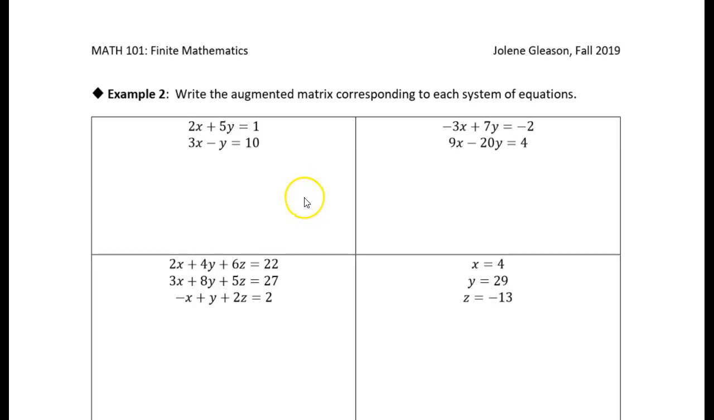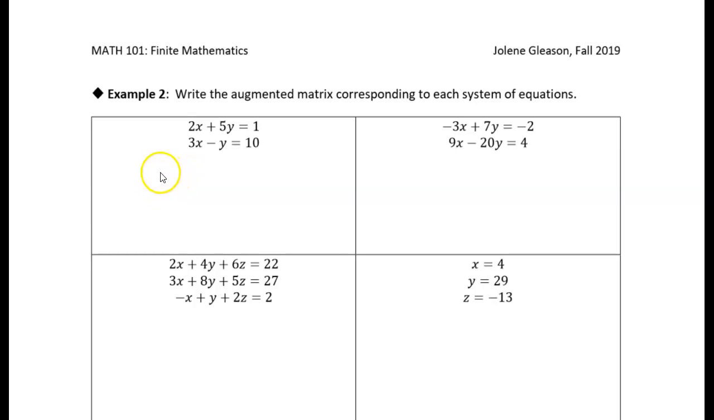All right. Now, before we get started with playing the game of Gauss-Jordan, you've got to get fluent with converting a set of equations to an augmented matrix and vice versa. So in this first example, we're going to take sets of equations and just write their augmented matrix. We're going to write the augmented matrix corresponding to these systems of equations.